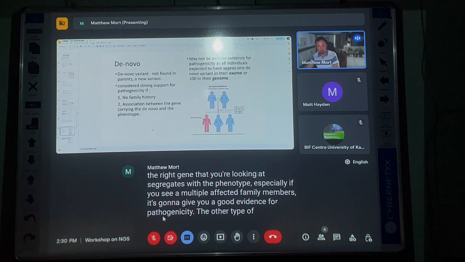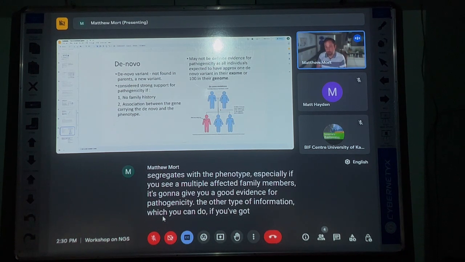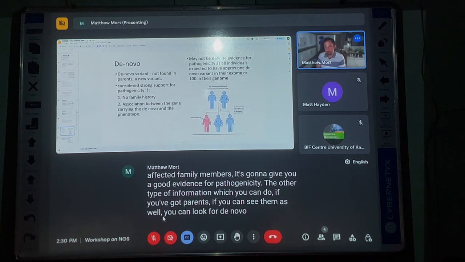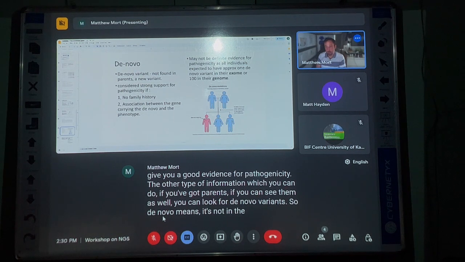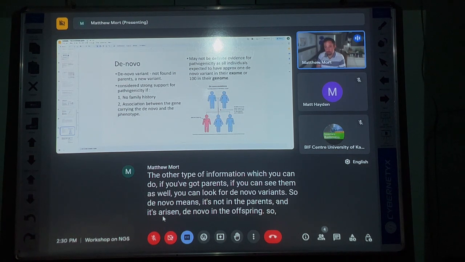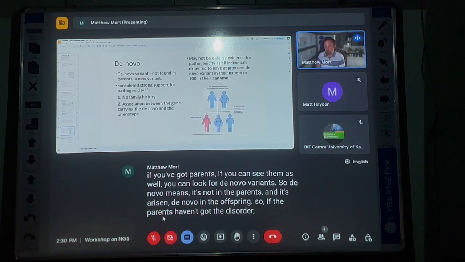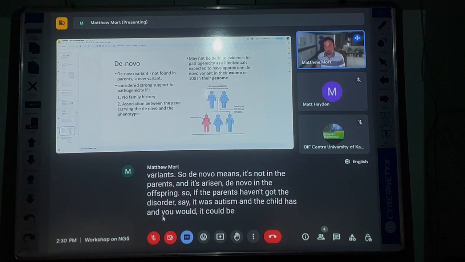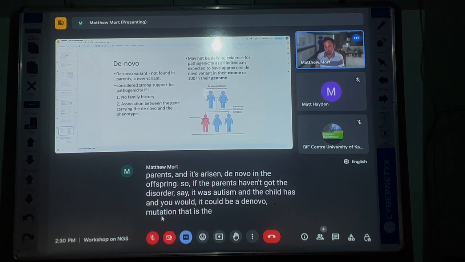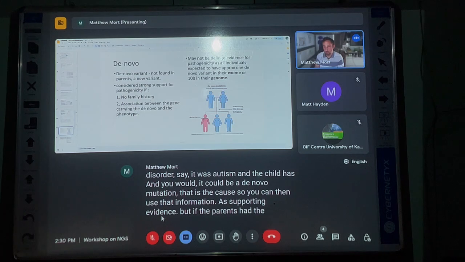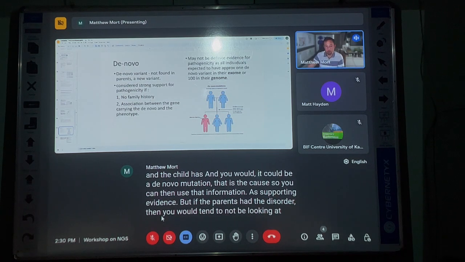The other type of information which you can use, if you've got parents and you can sequence them as well, is you can look for de novo variants. So de novo means it's not in the parents, and it's arisen de novo in the offspring. So if the parents haven't got the disorder, say it was autism, and the child has, it could be a de novo mutation that is the cause. So you can then use that information as supporting evidence. But if the parents had the disorder, then you would tend to not be looking at de novo mutations.